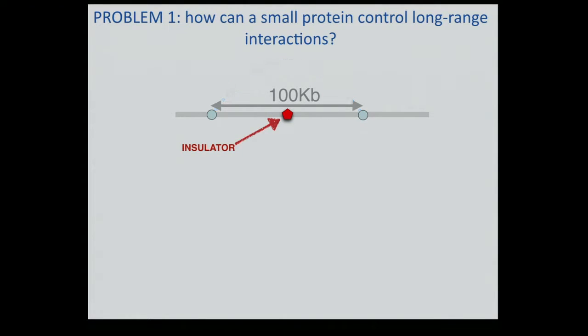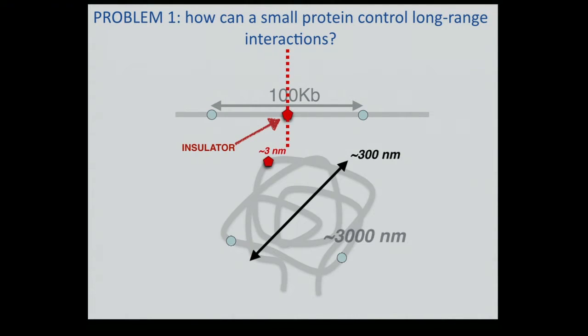And when the insulator is bound, this interaction is not detected, or is less likely to happen. Now, the problem is that this insulator somehow needs to control things that are happening at a very different scale than the size of the insulator. And that is the problem of scales for me.